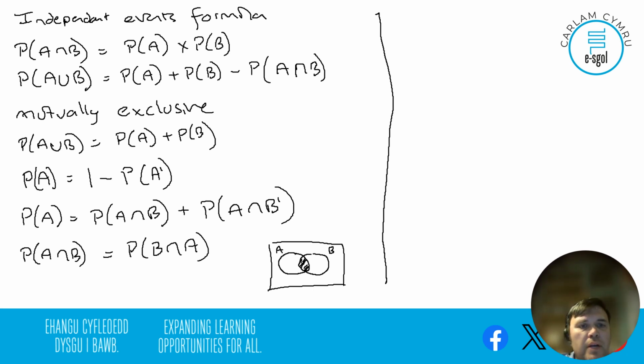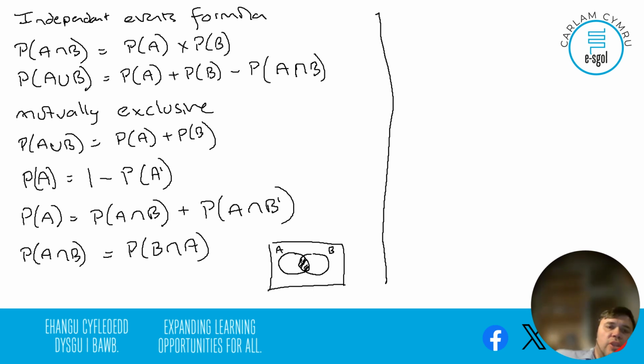The probability of A is 1 minus the probability of not A. A dash is not A. The probability of A is equal to the probability of A and B plus the probability of A and not B. And then finally, the probability of A and B equals the probability of B and A. Those are the formulas that we wrote down for AS.